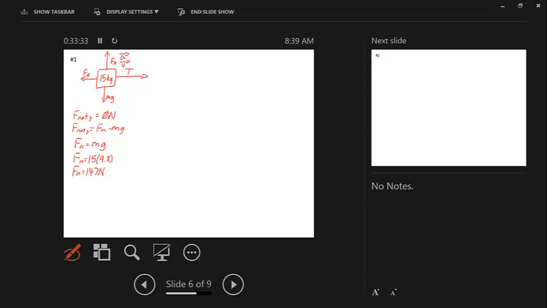Why do I need Fn? So you can find force friction. Yeah, so I can find frictional force. I know that frictional force, F friction, is equal to mu times normal force. And so right away I can find what the friction is. F friction is equal to, what's mu? 0.3 times 147, 44.1. So force friction is equal to 44.1 newtons. Everybody okay with that?